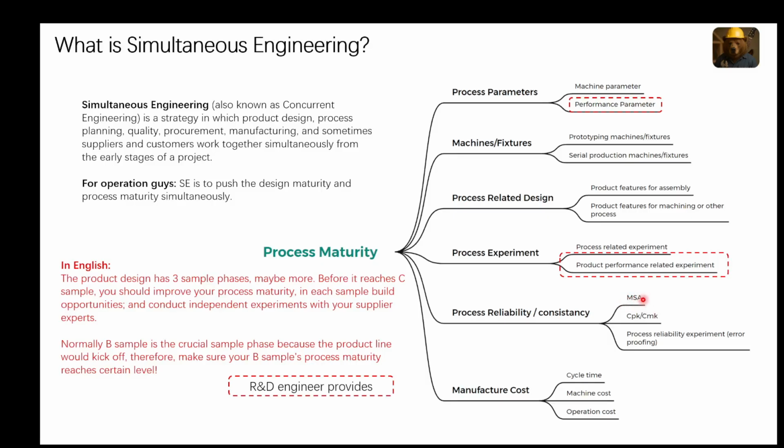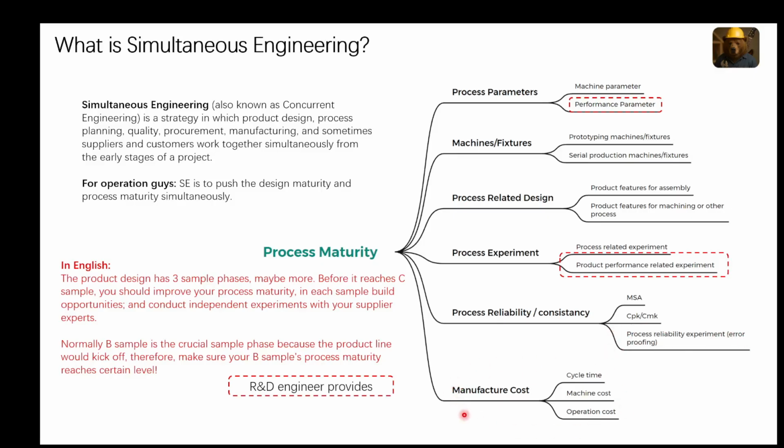MSA is for checking the measurement machines, and CPK, CMK are for checking if your process is stable enough. And the process reliability: of course, there's error proofing, Poka-yoke, to make sure that if the operator wants to make a mistake, he cannot make one. This is error proofing design.